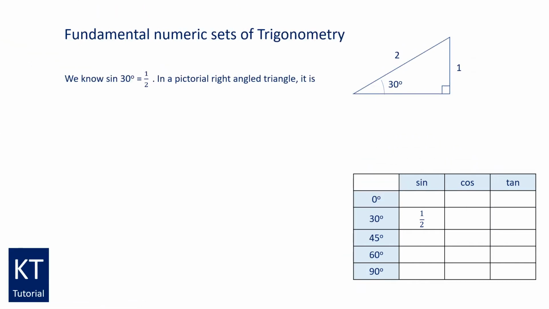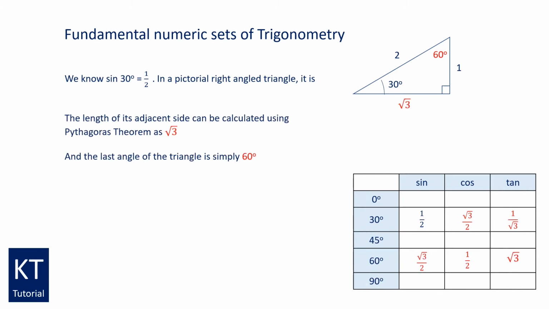There are some fundamental numeric sets of trigonometry which will be provided in the table on the bottom right as we run through each slide. We start with sine 30 being 1 over 2, and in a pictorial right-angled triangle, it is as shown on the top right.